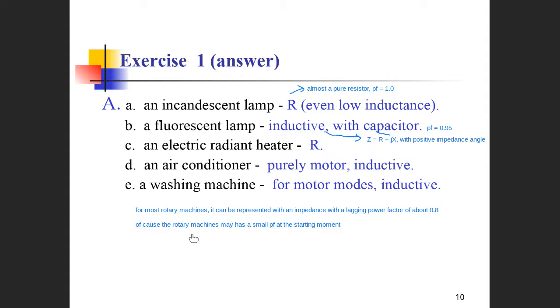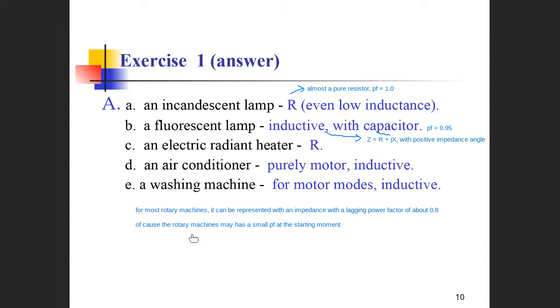So maybe 0.7, 0.85, 0.9, something like that. It depends on the ratings, on the machine's type, on the machine's size, and so on. Of course, rotary machines may also have a small power factor at the starting moment, generally. This is the case.